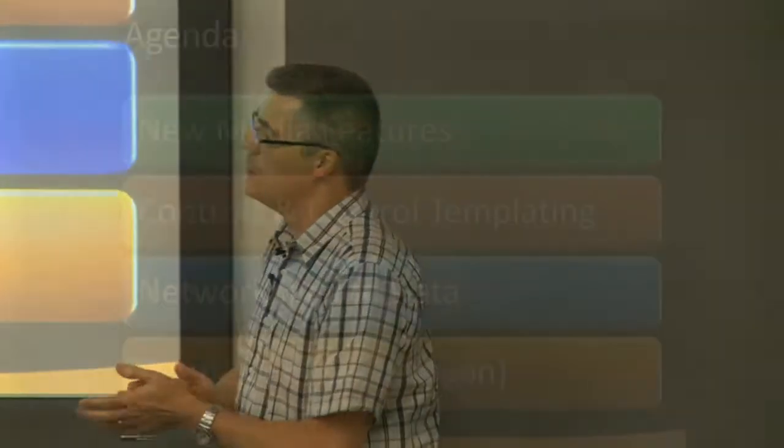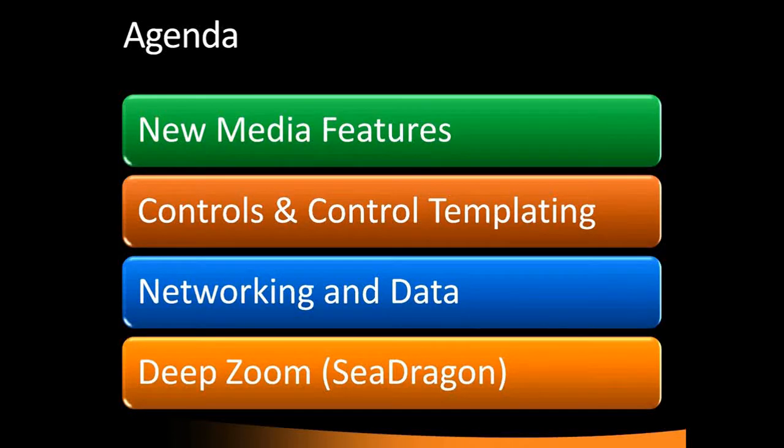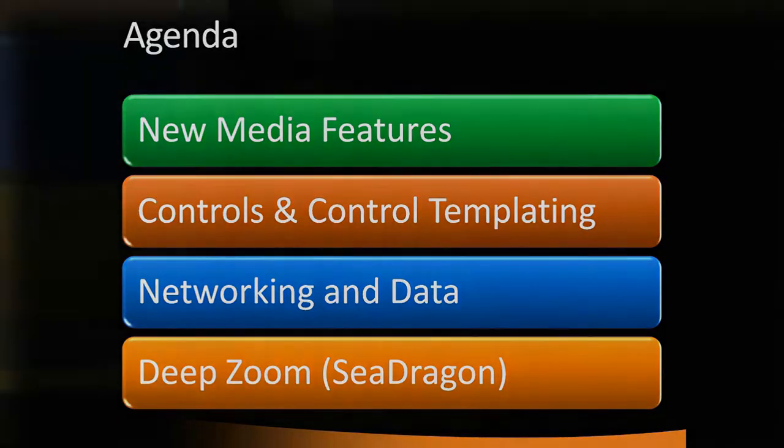So this is what I want to try and cover in the hour or so that I've got. A bit about new media features, that's just some talking because I can't demo them. A bit about controls and control templating, and specifically the Visual State Manager. A little bit about some changes in networking and data, and then deep zoom capability, which has changed a bit in Beta 2. It's not new in Beta 2, but it's a nice graphical whizzy thing that you can demo. And there are some new features in there that are quite cool as well, specific to Beta 2.